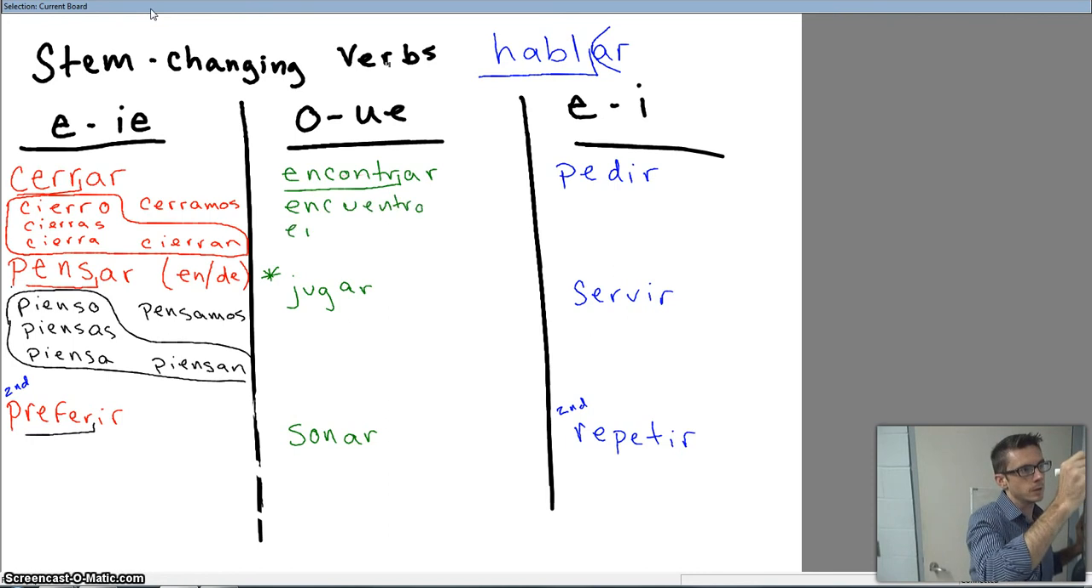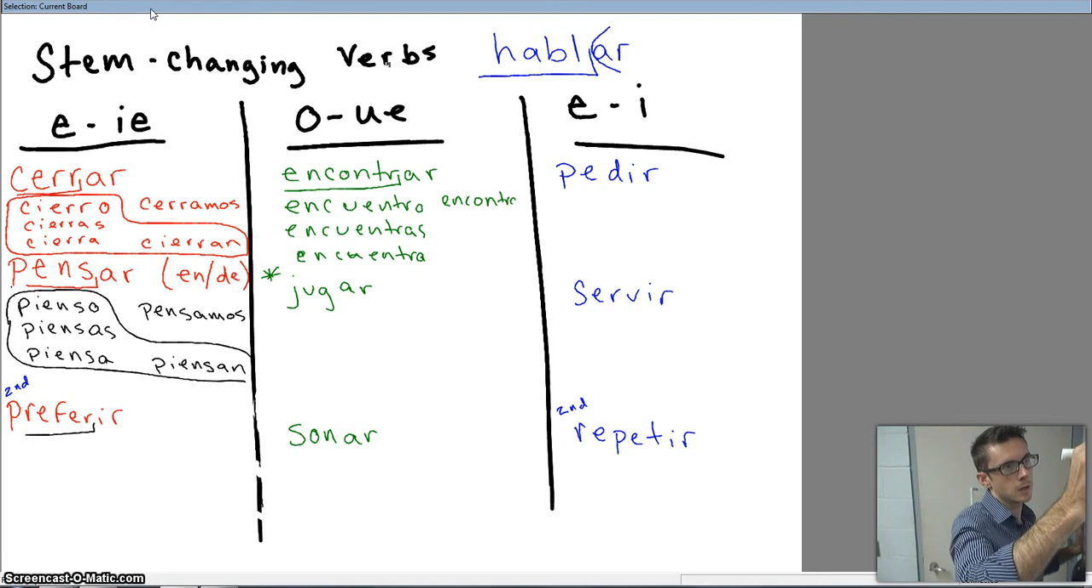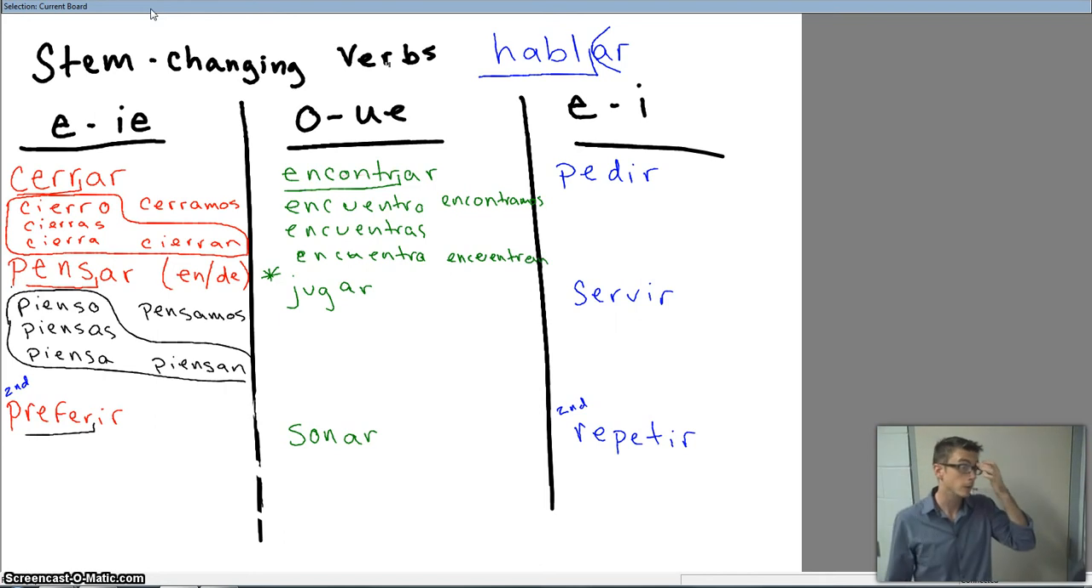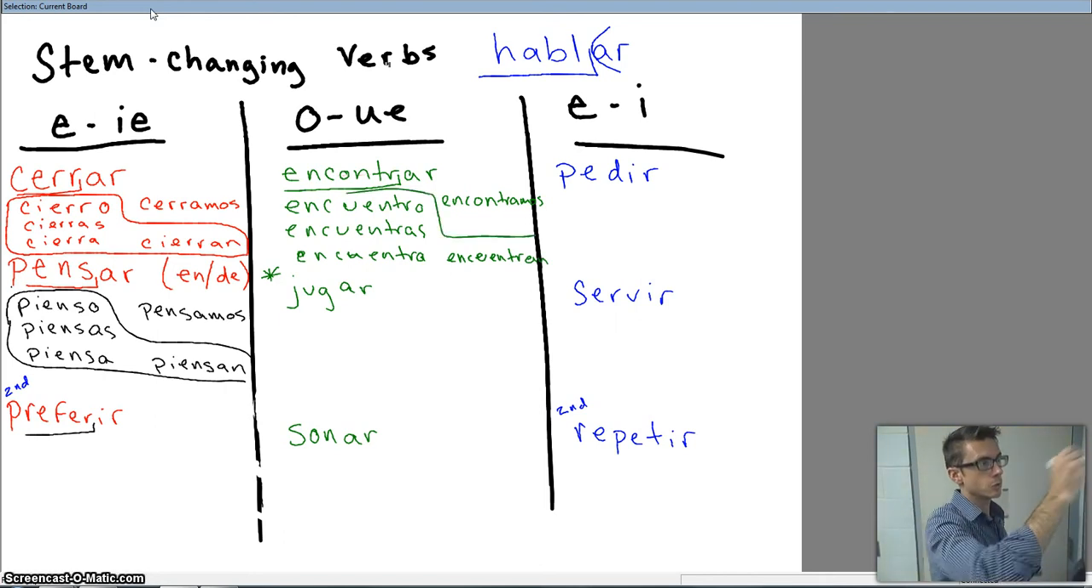Encuentro, encuentras, encuentra. What do you think? Encontramos, encuentran. All right. Make a distinction again. No stem change in nosotros.